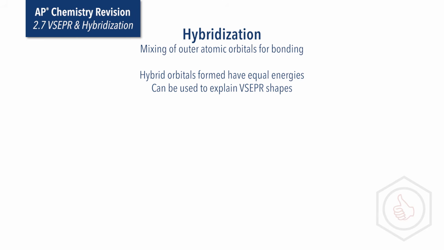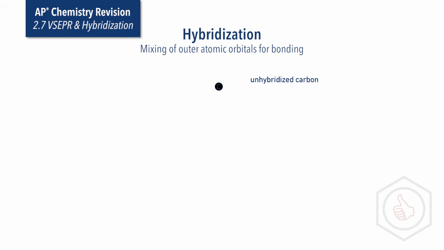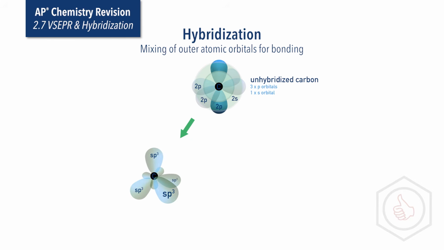For example, when carbon forms bonds to other atoms, the outer s and p orbitals can hybridize and merge together. If the s and 3 p orbitals all merge, then 4 new hybrid orbitals get formed, which are called sp3 hybrid orbitals, sp3 because they were formed from one s and 3 p orbitals. The new sp3 hybrid orbitals have a tetrahedral geometry and an angle of 109.5 degrees between them.